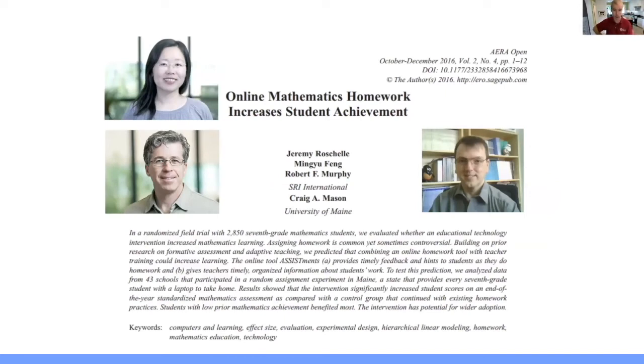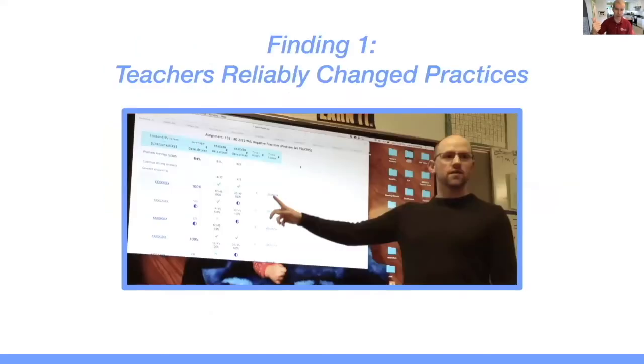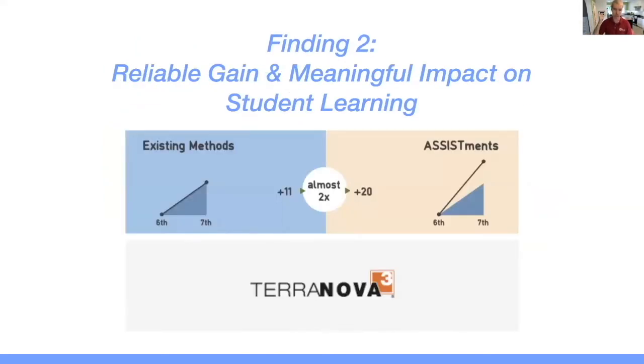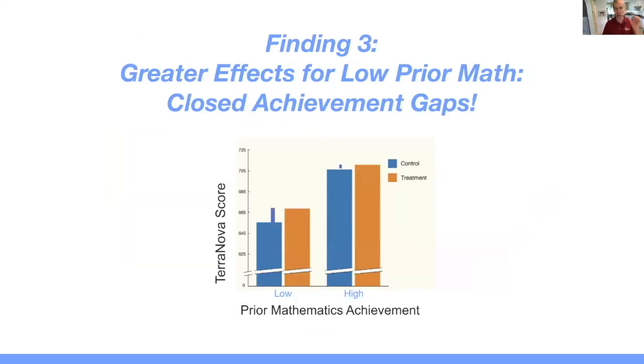I encourage you to go read it. The three main findings were that teachers reliably changed their practices. They went over homework differently. Secondly, we almost doubled student learning on average. But the most important thing is we started closing achievement gaps.